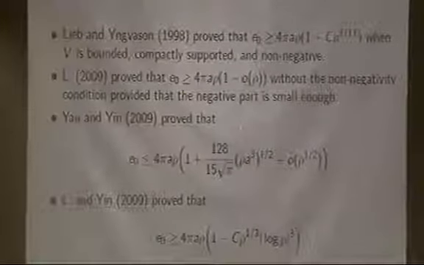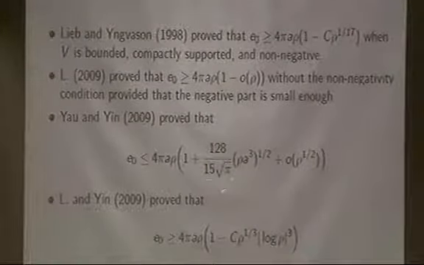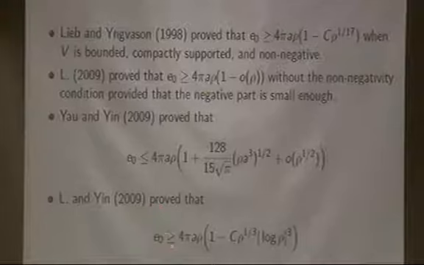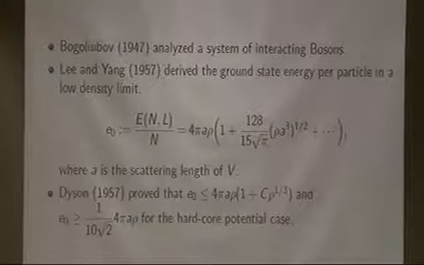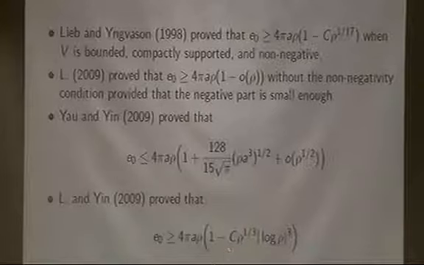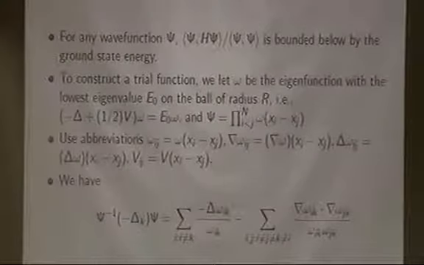And Yau and Yin proved that the upper bound is correct up to the second order term. And in 2009, Yin and myself proved that E0 is larger than this, with rho to the 1/3. I know that there is a large gap between rho to the 1/2 and rho to the 1/3 in this subject, but nevertheless, this is so far the best result. Previously, the best result was 1/17. Okay.